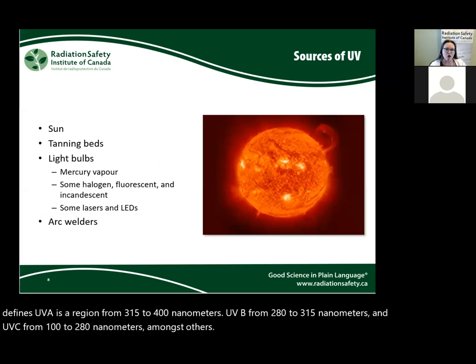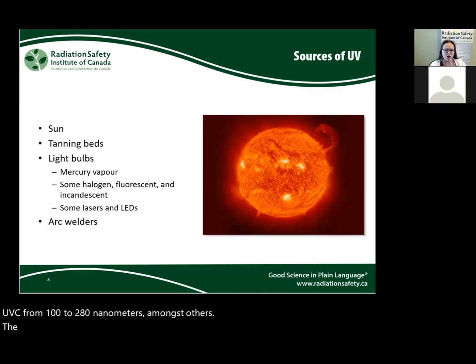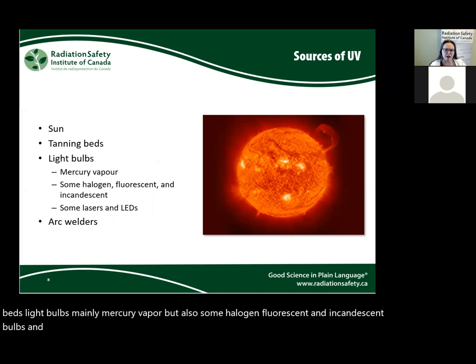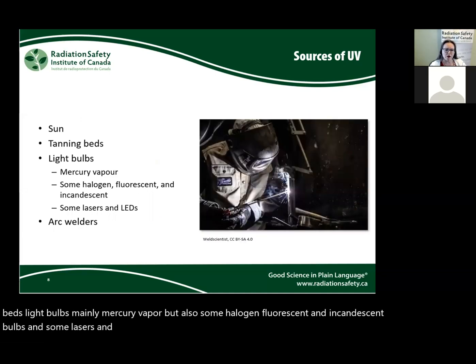The major source of ultraviolet radiation exposure is the sun. Other sources are tanning beds, light bulbs, mainly mercury vapor, but also some halogen, fluorescent, and incandescent bulbs, and some lasers and LEDs, and arc welders. Arc welding produces full spectrum ultraviolet, which is very damaging to the skin and eyes if they are exposed.